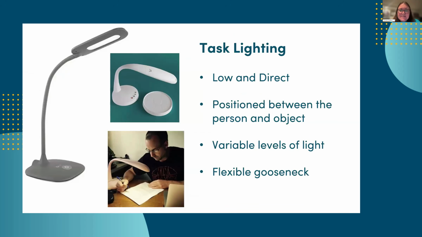Again, we talk about task lighting. So task lighting is another way to avoid glare because you have it low and direct on what you're looking at. So the person in the bottom picture is working on a piece of paper. That light is positioned low. It's positioned between the person and the paper. And then you can have that flexible gooseneck. And these are a couple examples that can make it easier for functioning. Next slide.